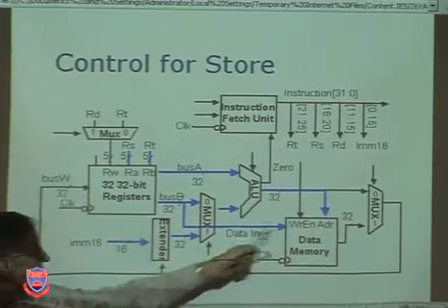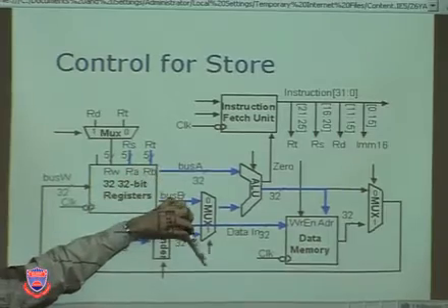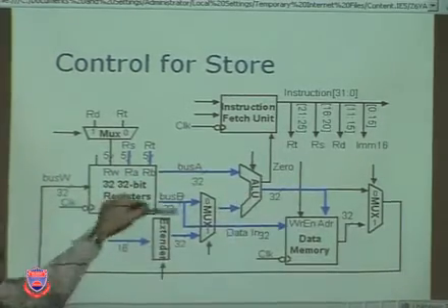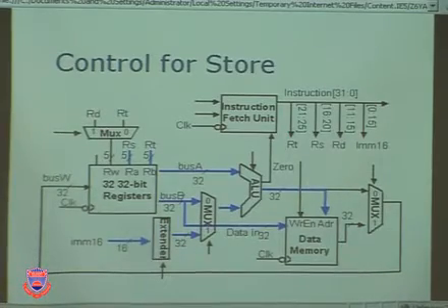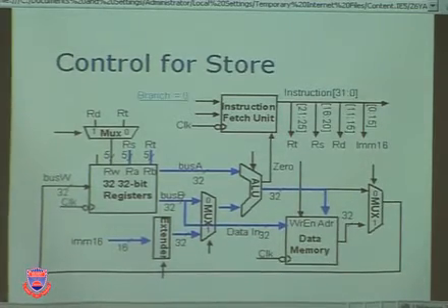Instead, I'm going to choose this one to come through here. Even though they're both blue, you understand this is going to be set to be 1. So we choose this to add to that for the address, and this comes through there to be the data. Any questions about that? So that tells us what the control point values need to be here.